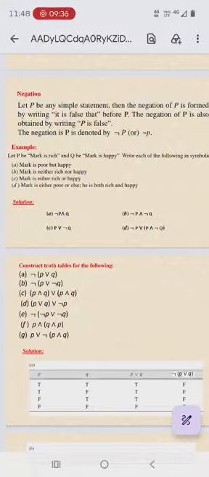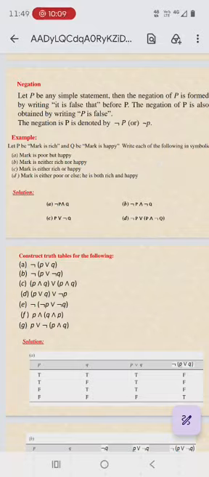Then Mark is not rich and or Mark is happy. Then I will choose Mark is rich, the P statement. Then or: the statement includes the connective word "or", the or symbol. Then Mark is not happy means negation Q. Then the statement is P or negation Q.